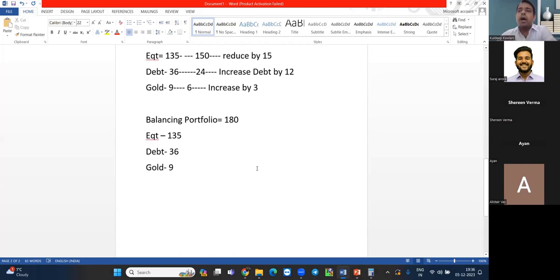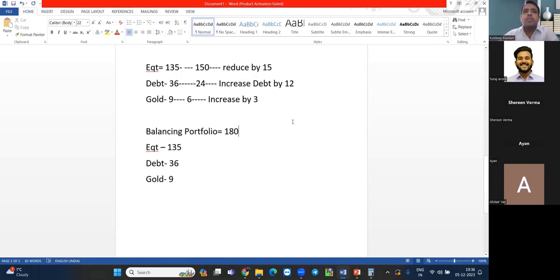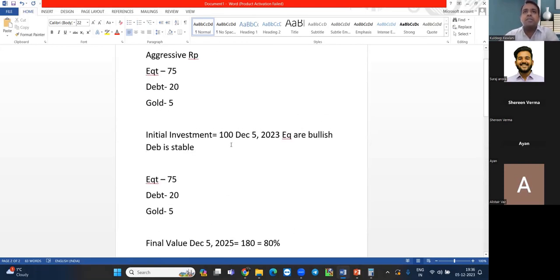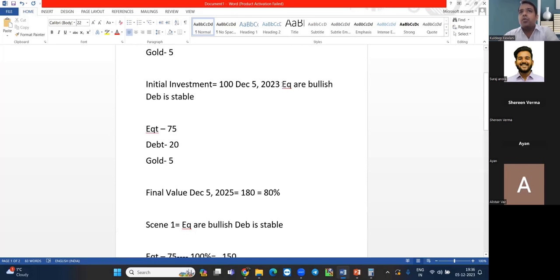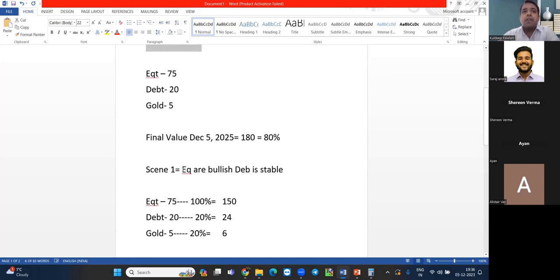Now consider continuing this particular scene again. If our portfolio again grows by, let's say, another 80% in 2 years, again we have to rebalance it, right? We always will keep on rebalancing as per the view. Here we invested 100 rupees at the start and earned 80%. But what was important is our view. Our view was equities are bullish and debt is stable. This was scene 1, where our view continued.